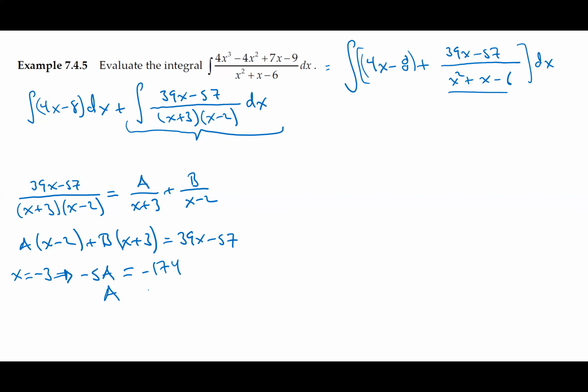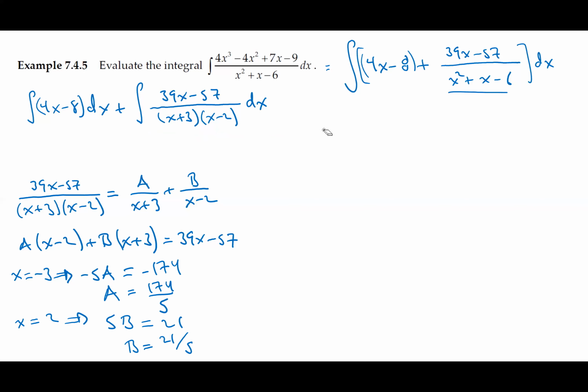So A is 174 over 5. And then we're going to do the same thing for B. Let's let x be 2 to get rid of the A. And so we have 5B equals 39 times 2 minus 57, which is 21. So B is 21/5.